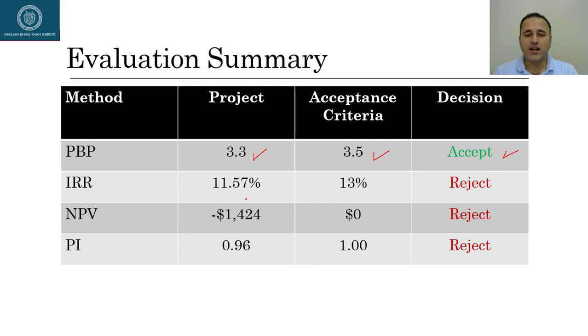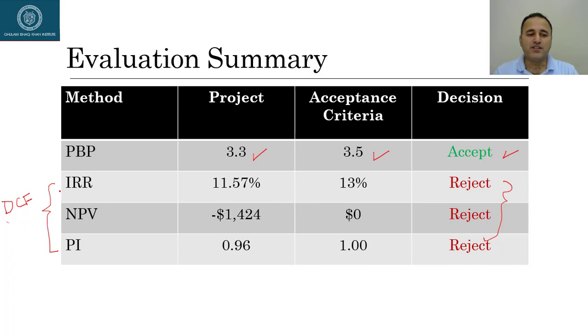But based on IRR, NPV, and profitability index, we had to reject that project. The reason all these 3 methods resulted in a similar decision is that they take into account the time value of money. So they are discounted cash flow techniques. All these 3 are discounted cash flow techniques, so they take into account the time value of money.